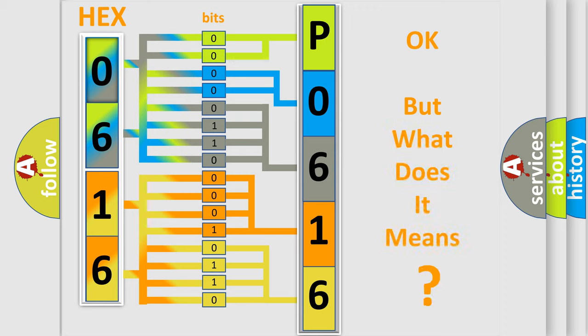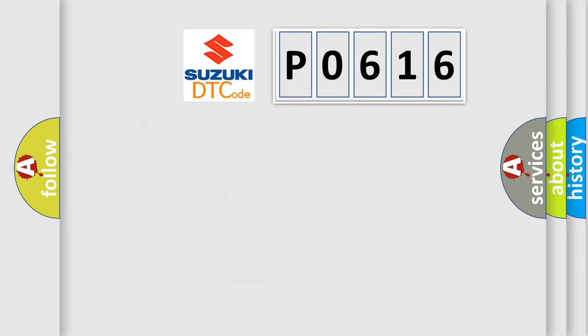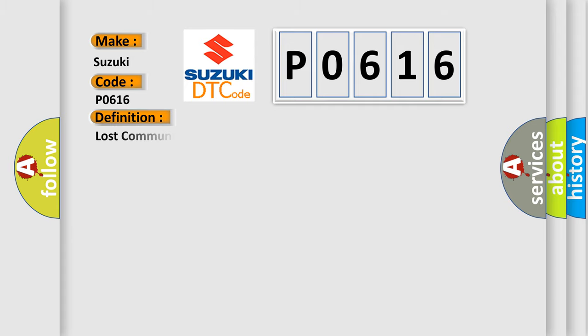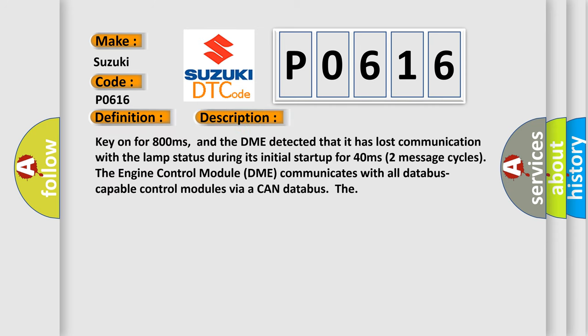The number itself does not make sense to us if we cannot assign information about what it actually expresses. So, what does the diagnostic trouble code P0616 interpret specifically for Suzuki car manufacturers? The basic definition is lost communication with lamp status. And now this is a short description of this DTC code.